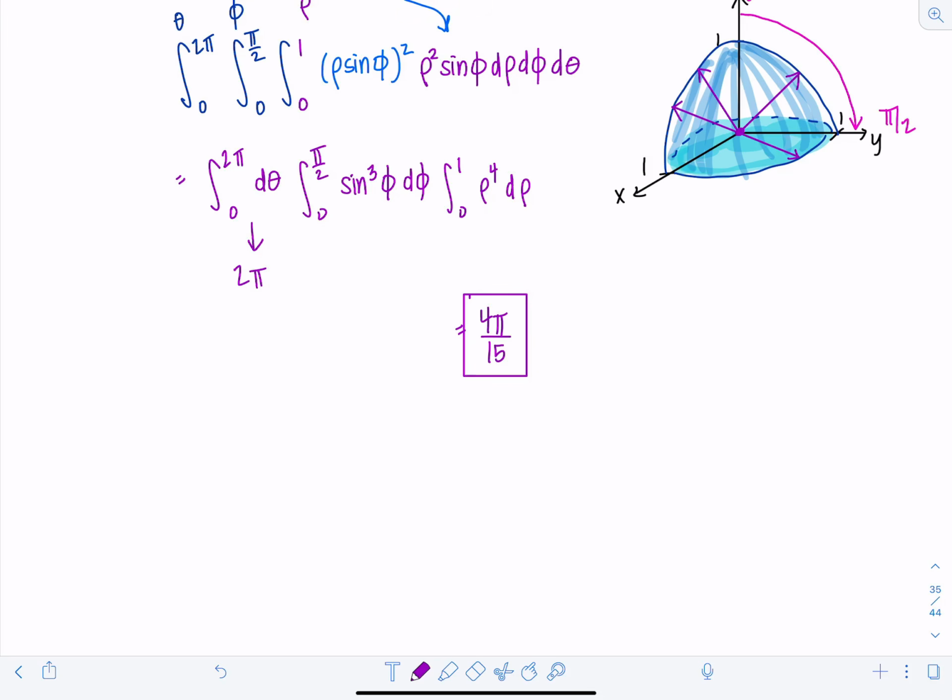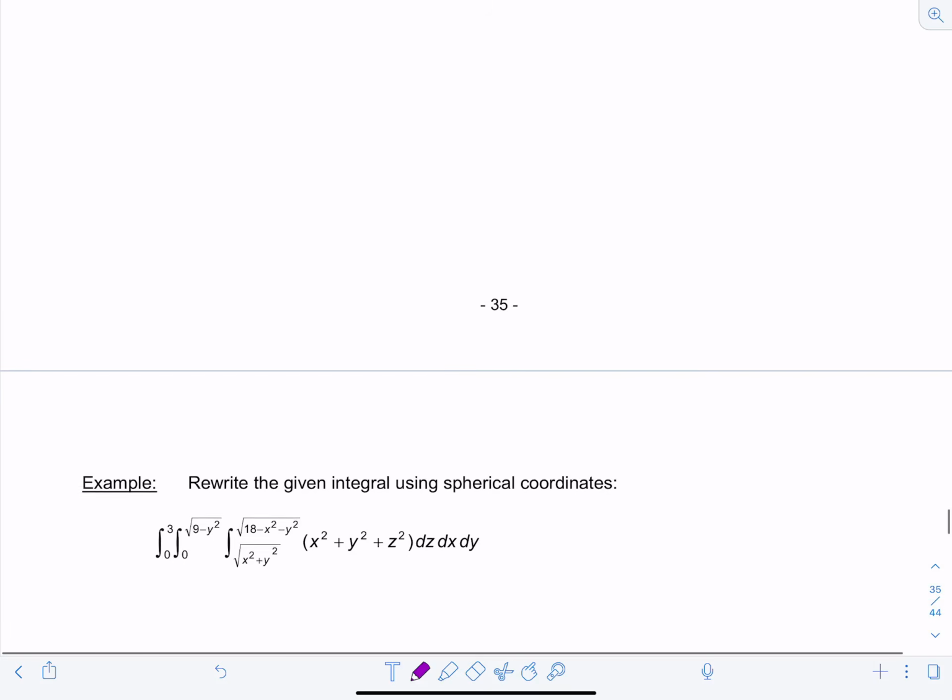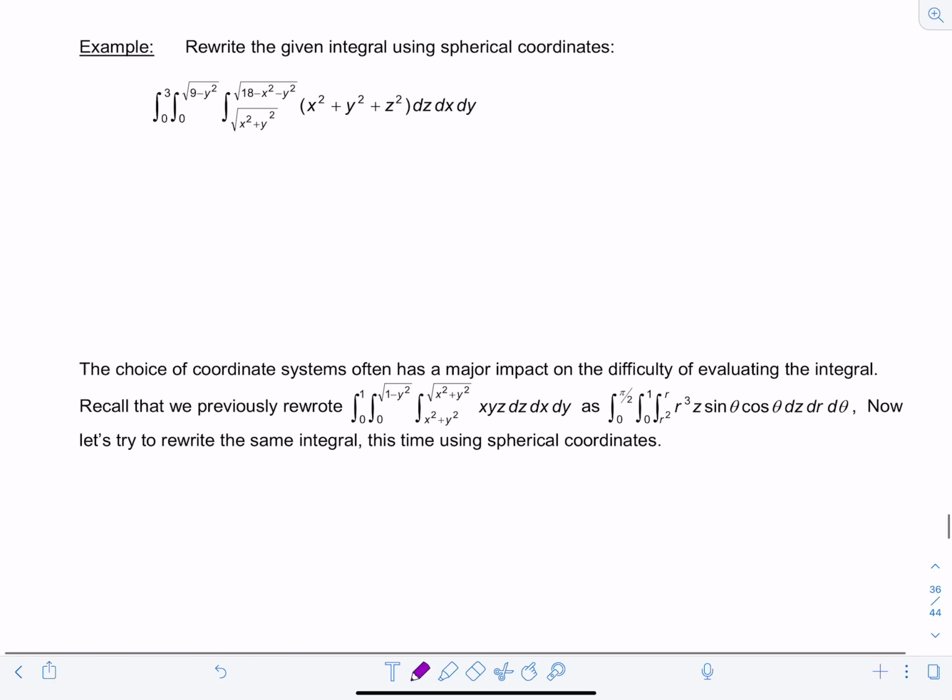Very good. Okay, let's look at something a little more tricky, right? That was too easy, just a sphere, come on. Here's an integral. It's given to us in rectangular coordinates, and we need to rewrite it using spherical. Ooh, some of my favorites.